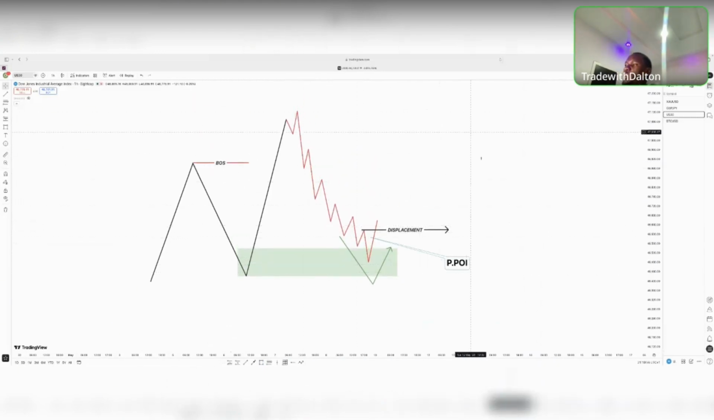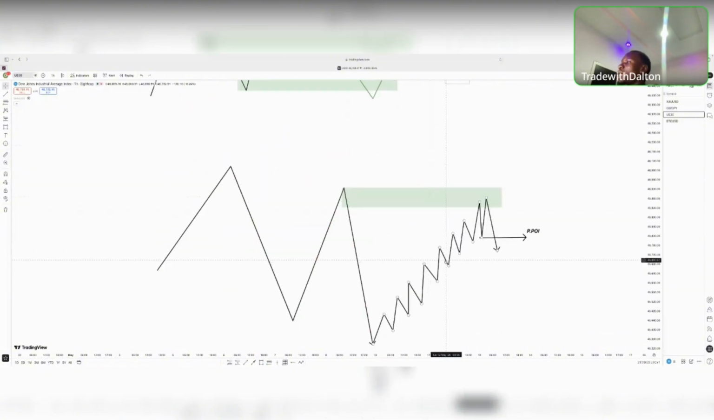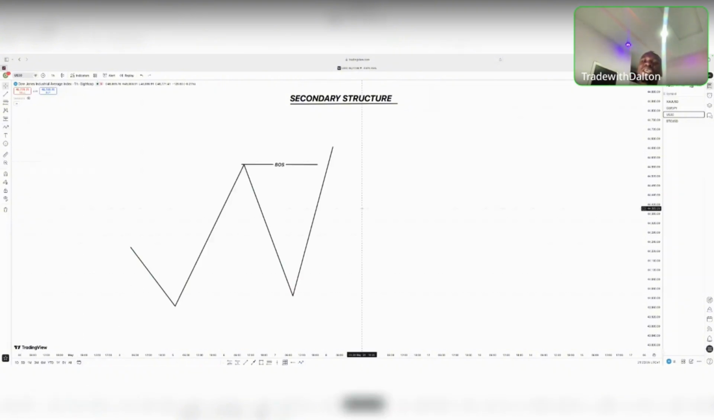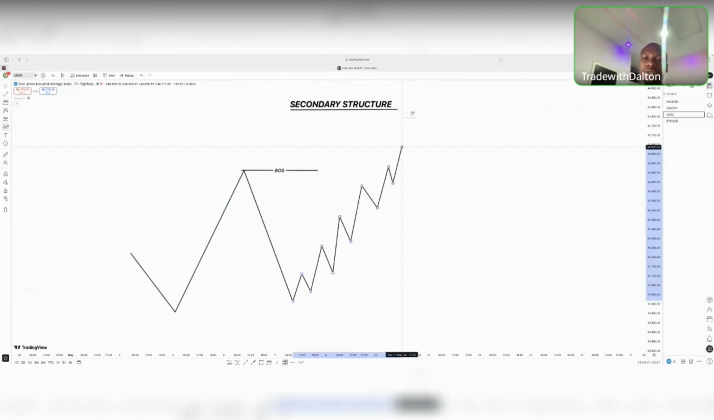In an uptrend, you expect your primary point of interest or your primary structure to happen at your support zone. In a downtrend, you expect it to happen at your resistance zone. If there is a primary structure, there should be a secondary structure. Now, what is your secondary structure? Your secondary structure is the point that indicates that the retracement is about to start. How do you spot your secondary structure?